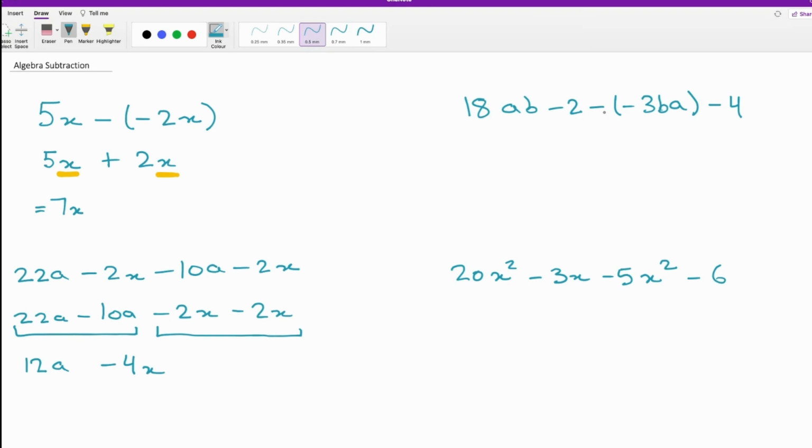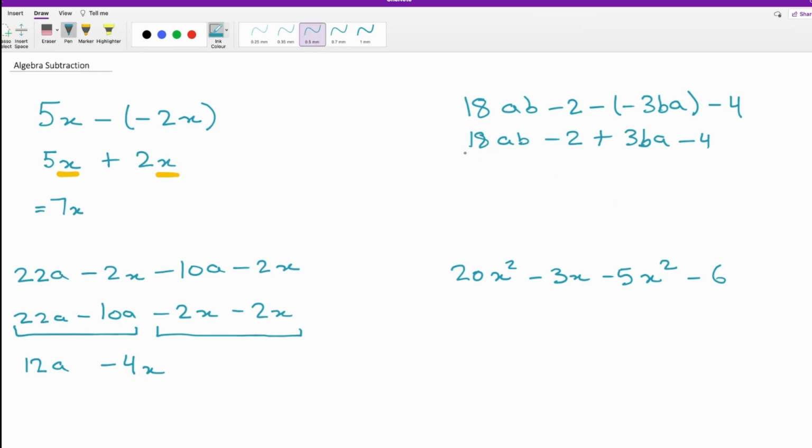18ab minus 2 minus, in brackets, 3ba minus 4. Okay, so the first thing that we should have recognized is this over here. So let's get rid of this double negative. Getting rid of it, we are changing it to a plus. Overall, it would be 18ab minus 2 plus 3ba minus 4.